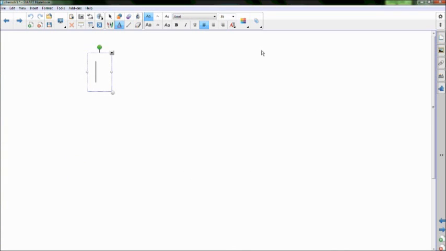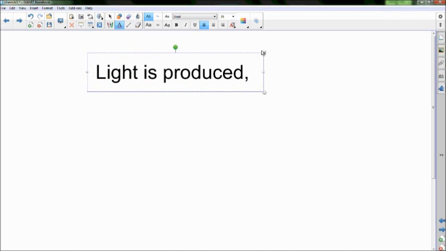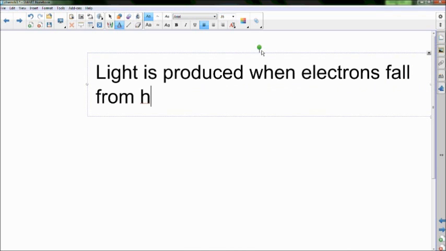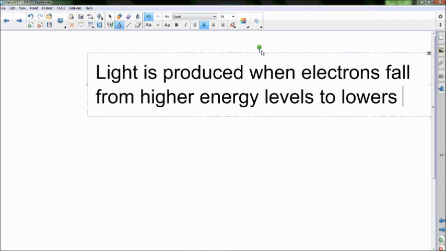Okay, now what does this have to do with atoms and electrons? Well, light is produced when electrons fall from higher energy levels to lower ones.